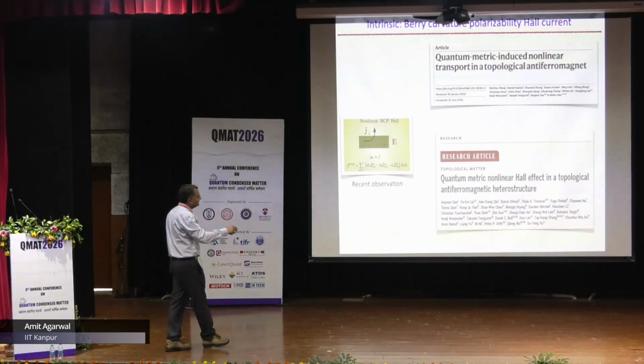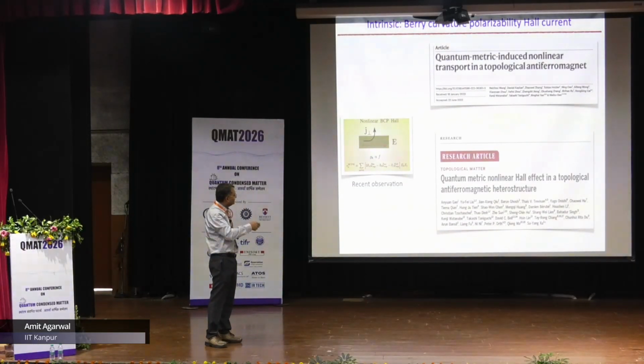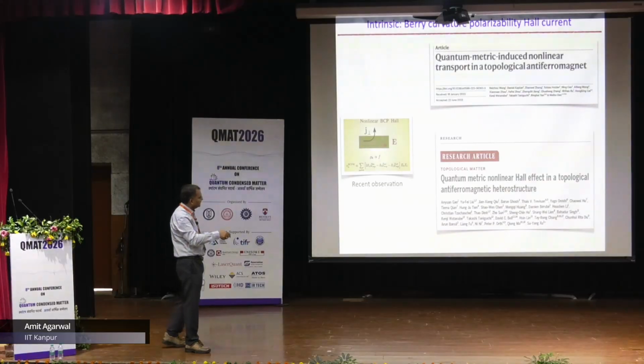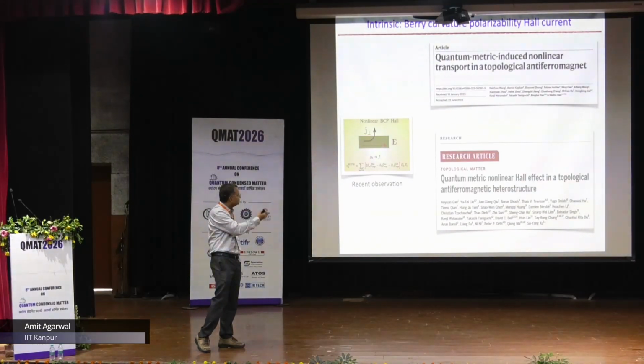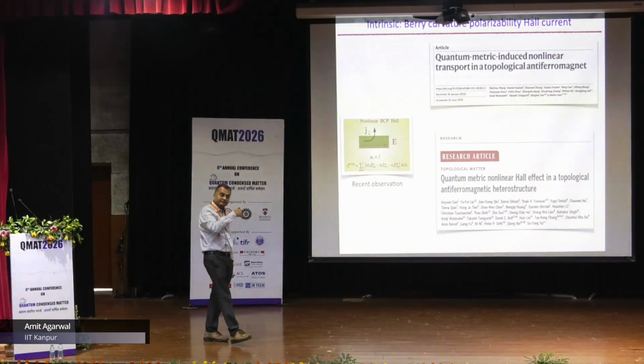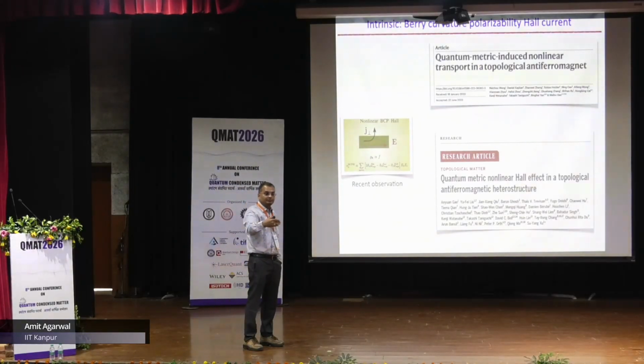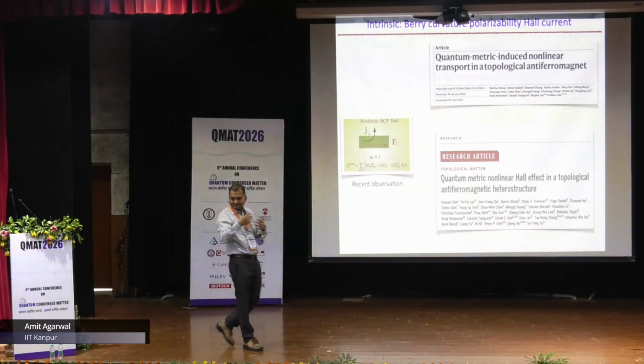So, this is quantum metric induced nonlinear transport in topological antiferromagnet. Both of them were back to back, Nature and Science 2023. And quantum metric nonlinear Hall in a topological antiferromagnetic heterostructure. Because for this particular BCP induced Hall, you need to be in a PT symmetric material, and PT symmetric are antiferromagnets on a bipartite lattice. So, if I just invert, the lattice maps, but the spins do not map. But if I do P and time reversal, I invert, and then the spins also invert because of time reversal symmetry. So, I have this perfect mapping.